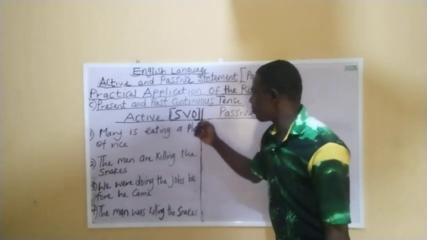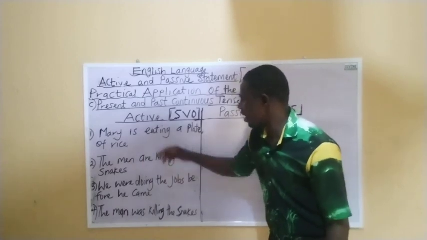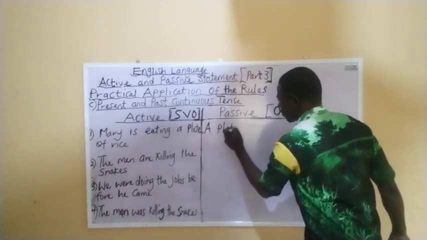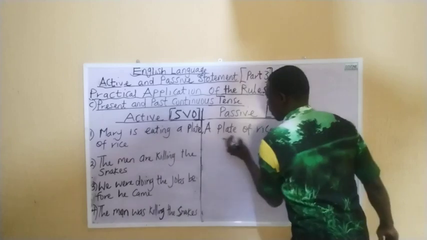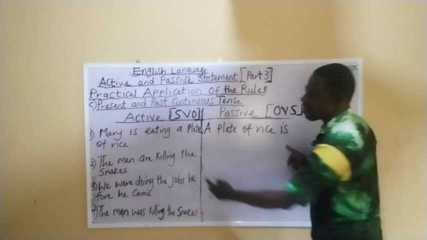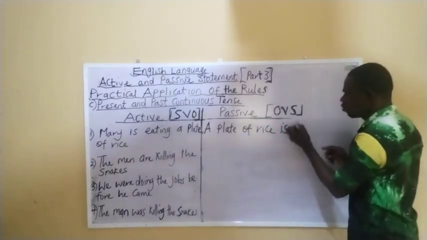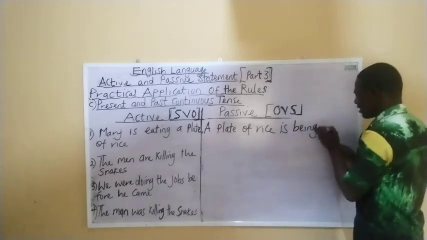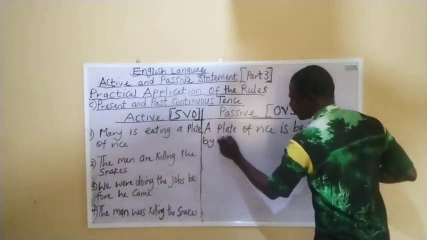For present and past continuous tense, we have the following statements. 1. Mary is eating a plate of rice. So we start with the object. A plate of rice, singular, a plate of rice is. Then listen, whenever you have the continuous tense in ing form, you must introduce being. So a plate of rice is being eaten by Mary.